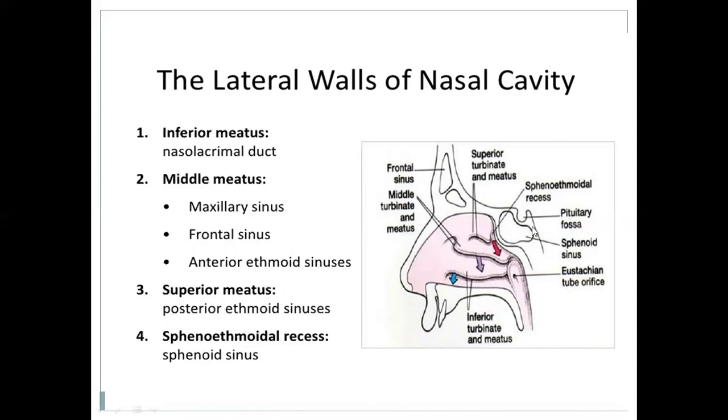And the sphenoethmoidal recess. Above the superior concha there is a depression, an opening. This is called the sphenoethmoidal recess, and this recess receives the opening of the sphenoidal sinus. The sphenoethmoidal recess is a depression, a gap between the superior concha and the sphenoidal sinus. It receives the sphenoidal sinus.